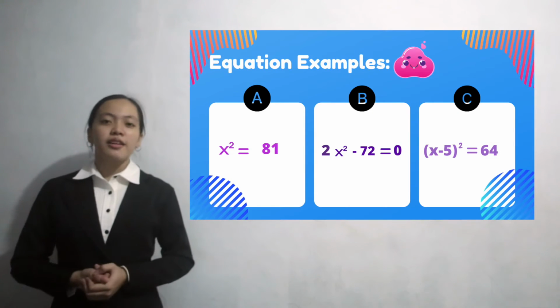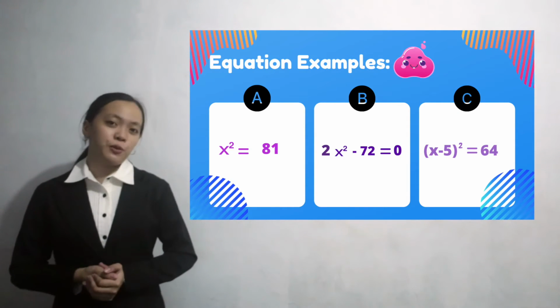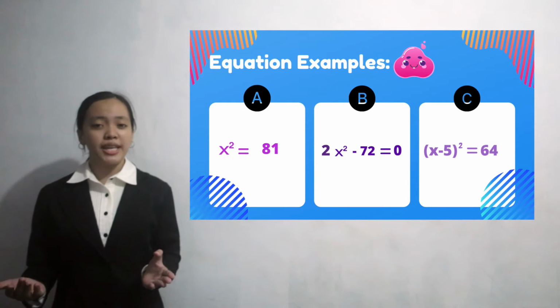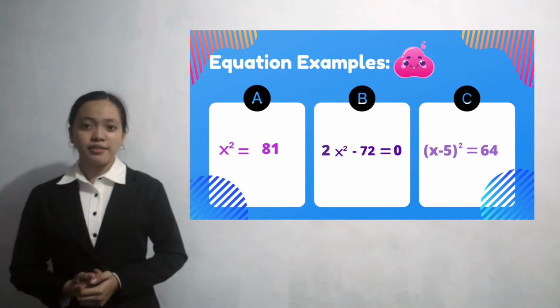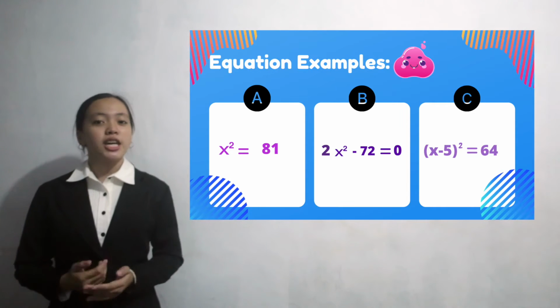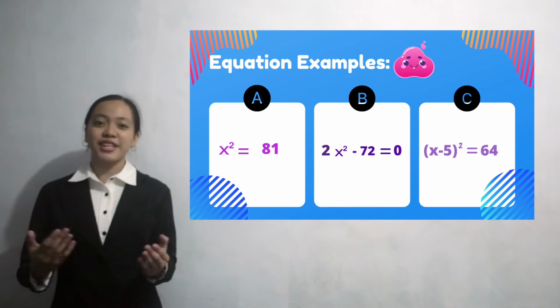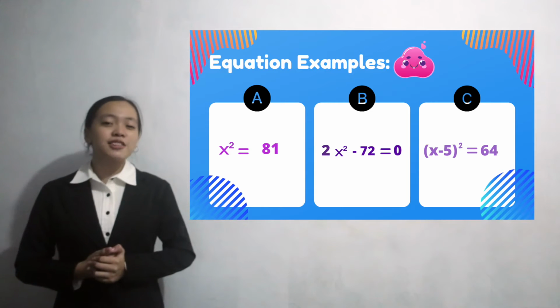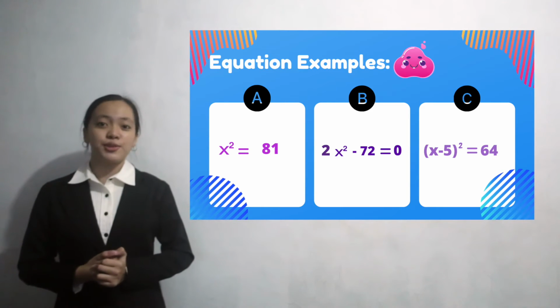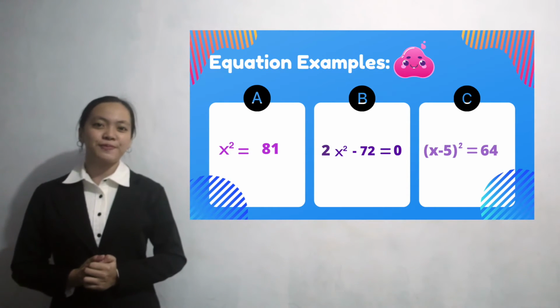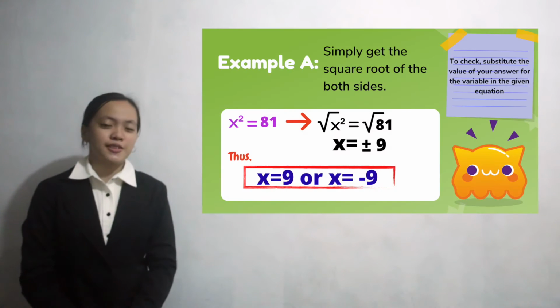So let us state some example equations. We have example A: x squared equals 81. For example B, we have 2x squared minus 72 equals 0. And for example C, we have (x minus 5) squared equals 64. So let us try to solve the examples. Let us start with example A.